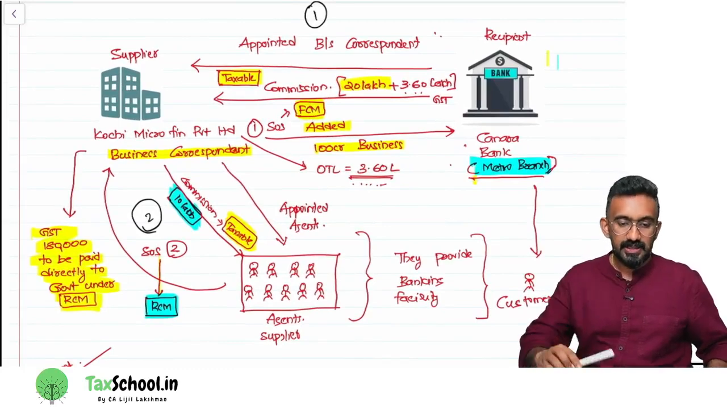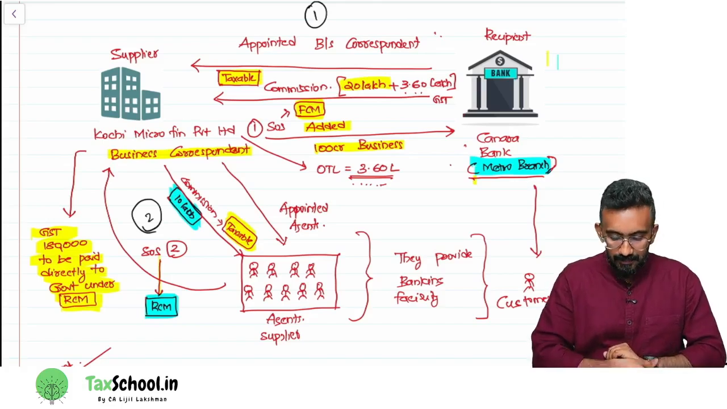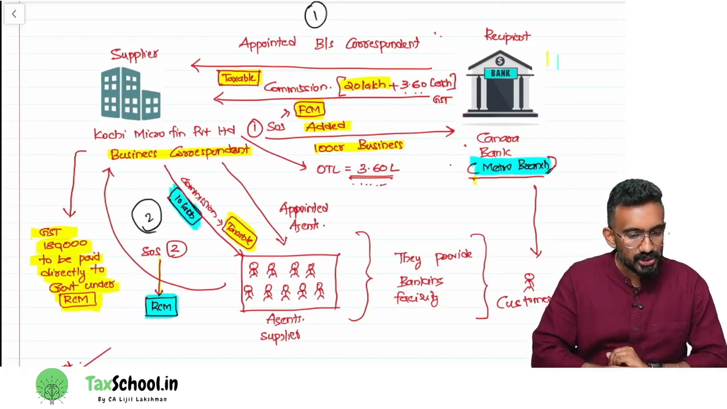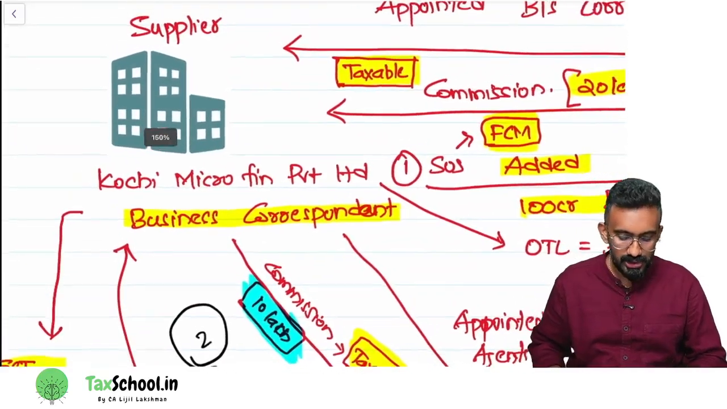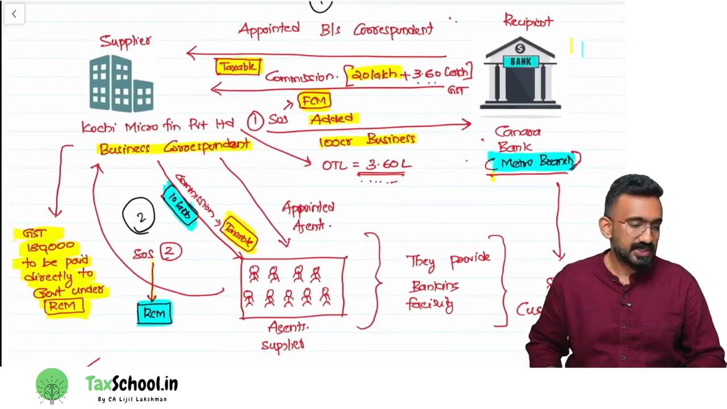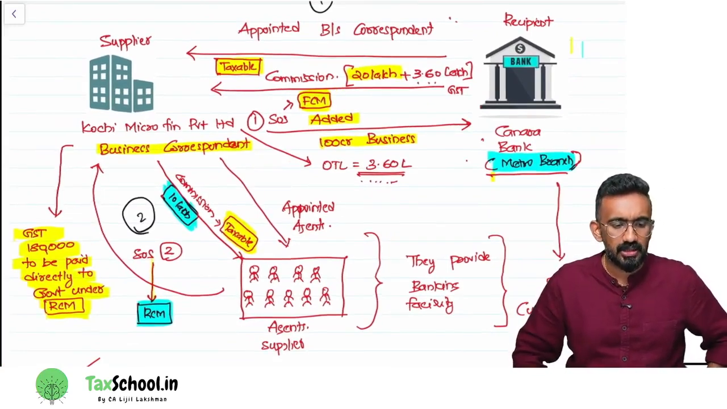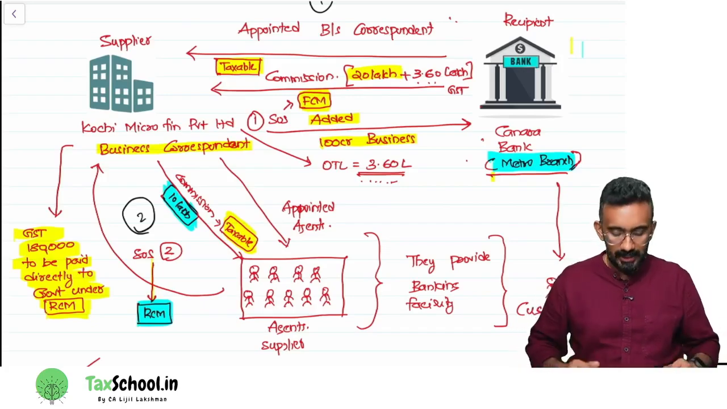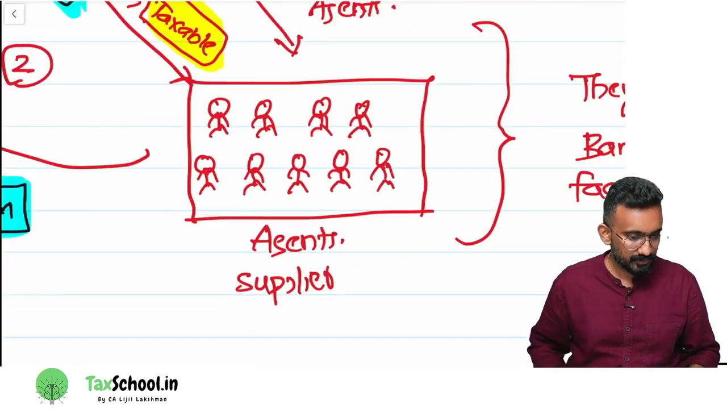So I have written an example for you to verify and then get the answer. Let's see whether you're getting the answer for this. There's a company called Kochi Microfinance Private Limited, which is a business correspondent. They have a lot of server systems and so many equipments called micro ATMs. They have appointed a bunch of people. These people are agents.